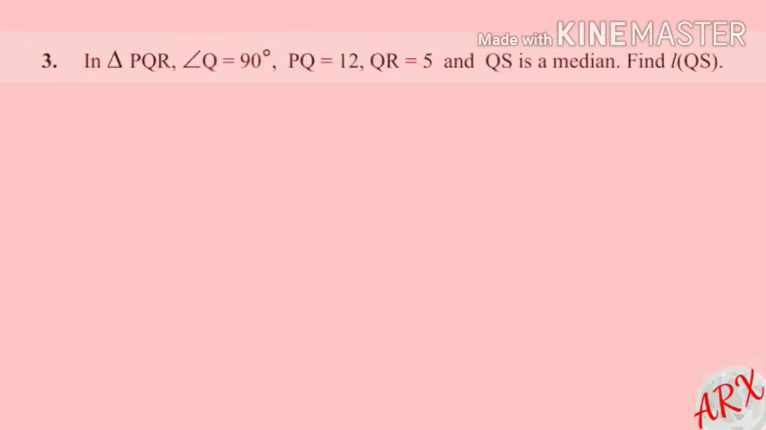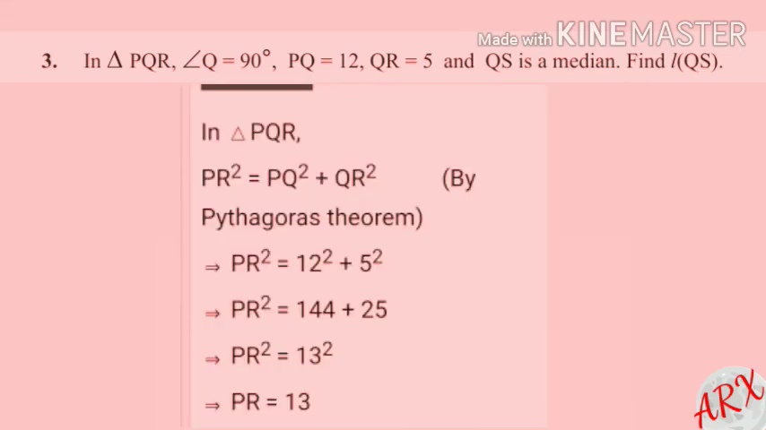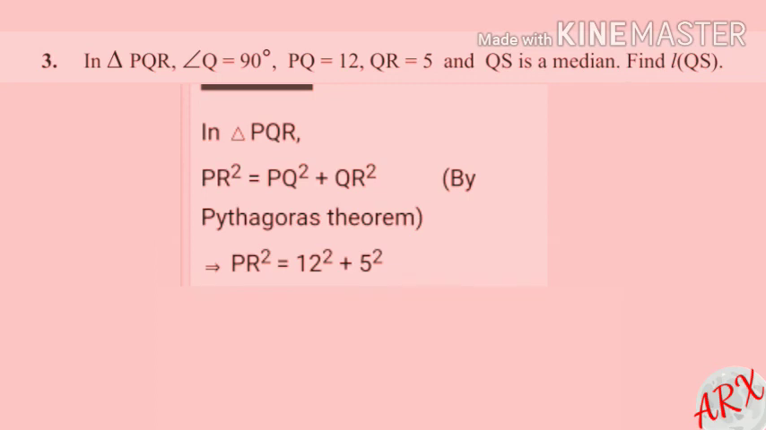Question number 3. In triangle PQR, angle Q equals 90 degrees, PQ equals 12, QR equals 5 and QS is a median. Find length QS. Now, in triangle PQR, by Pythagoras theorem, PR square equals PQ square plus QR square. After putting values, we get PR square equals 12 square plus 5 square. That is, PR square equals 144 plus 25. PR square equals 169, that is 13 square.